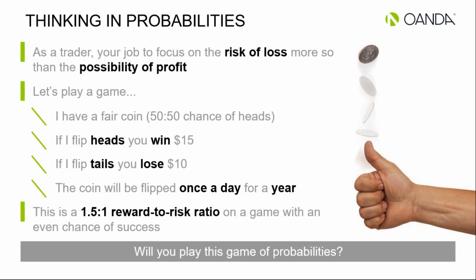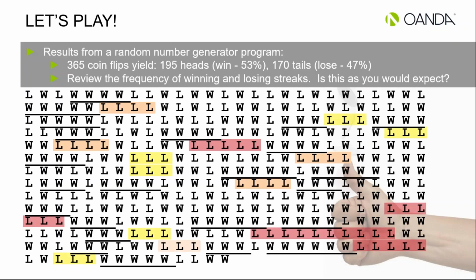So for those of you who are new to this concept, risk reward is what you stand to gain versus what you stand to lose. And in this case, since you win $15 every time I flip heads, and you lose $10 when I don't, the risk to reward ratio is 1.5 to 1. Okay, and there's an even chance of success on this game. Will you play simply based on the probabilities alone? Cool, great. Quite a few of you saying yes, you will play the game.